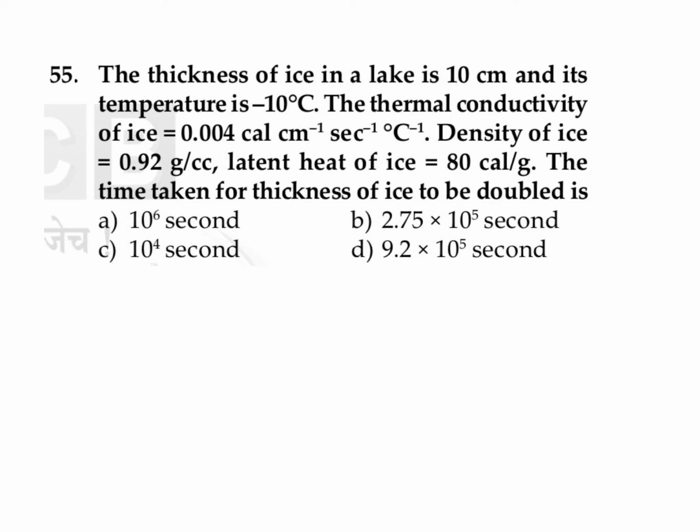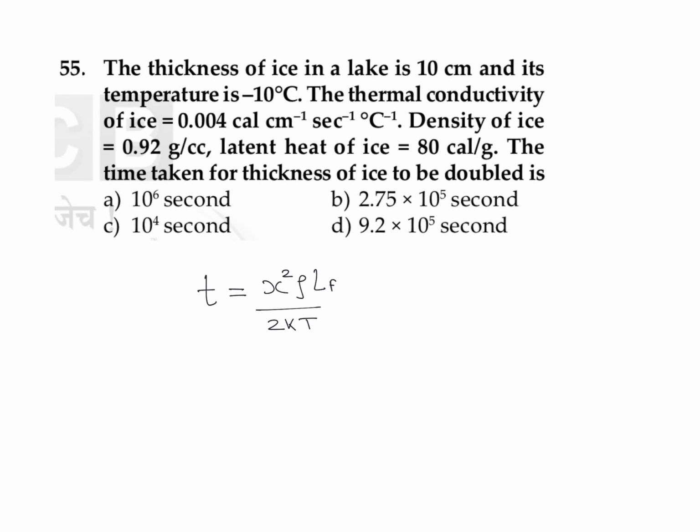So the equation for time taken to form x thickness of ice is, you can use this equation: T is equal to x square into rho, the density, into latent heat of fusion, divided by 2 into K into T, where K is nothing but the conductivity of the material, here ice, and T is representing the difference in temperature. So we can write according to this equation.